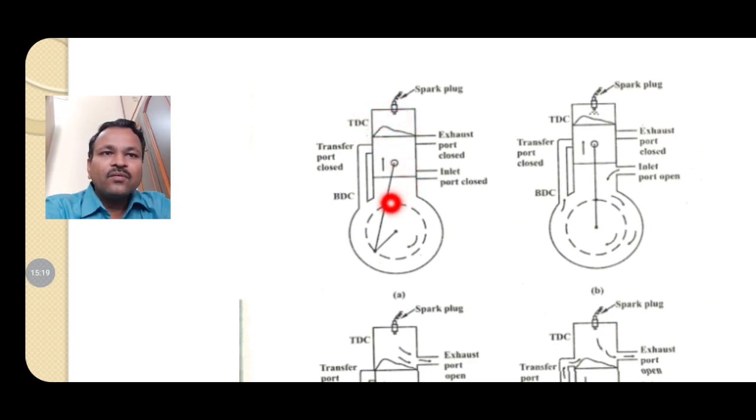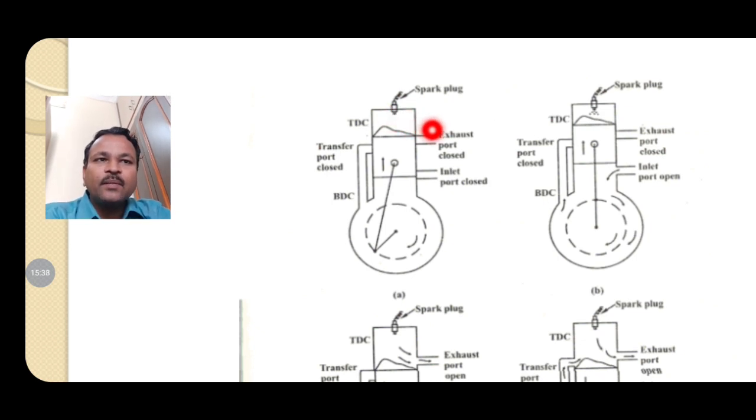Now the piston starts moving from bottom dead center to the top dead center. As it moves, the inlet port opens and the exhaust port closes. The charge which is present here compresses. That is, compression has taken place.